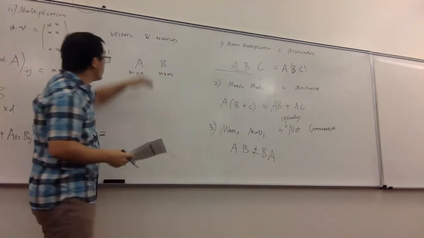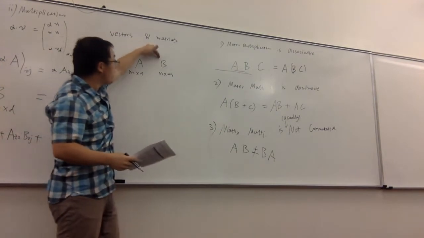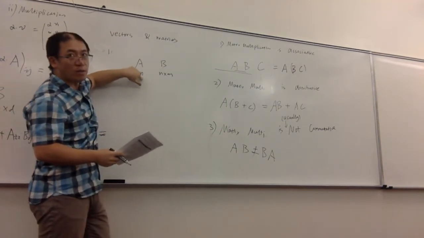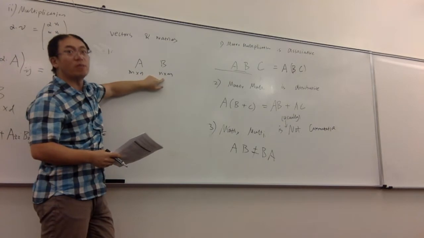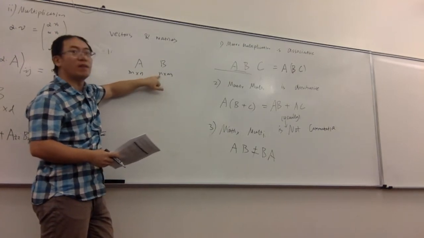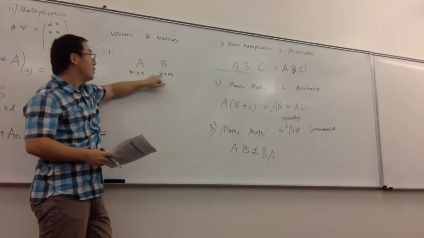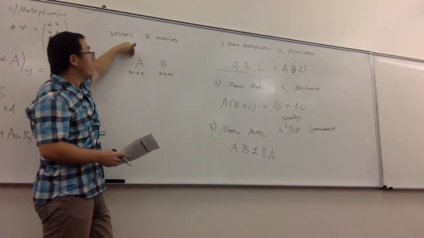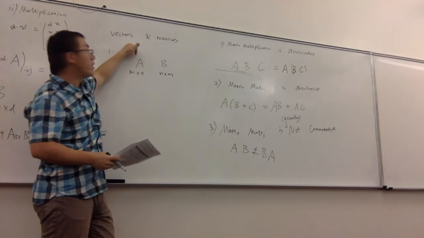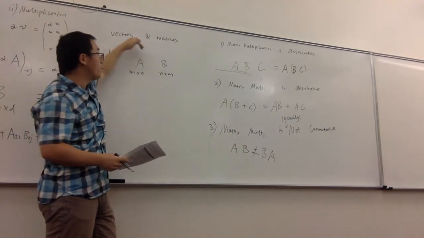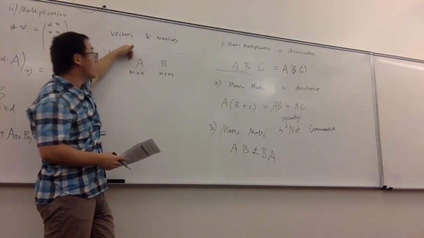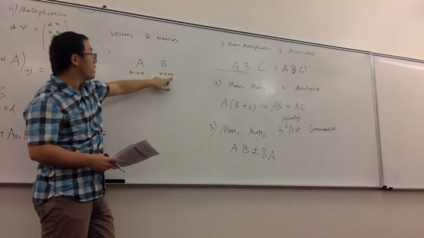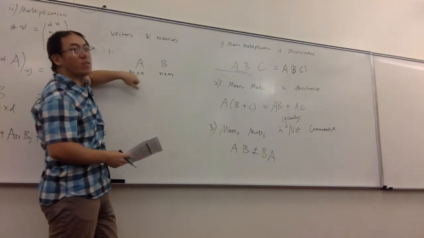So first, if we want to multiply A with B, then the number of columns in A must be consistent with the number of rows of B, right? So meaning that B must have n rows, right? And if you want to multiply B with A, then similarly, the number of columns in B must be consistent with the number of rows in A, meaning that the number of columns in B must be m. So you can verify that.